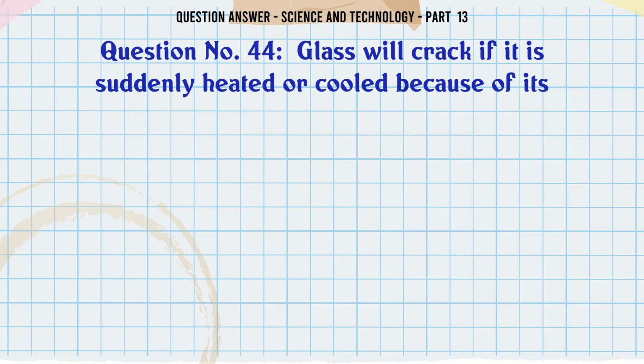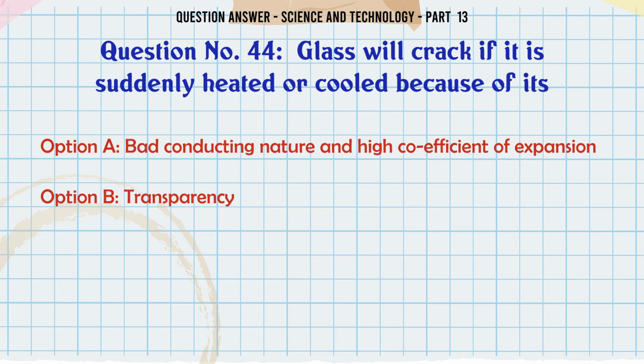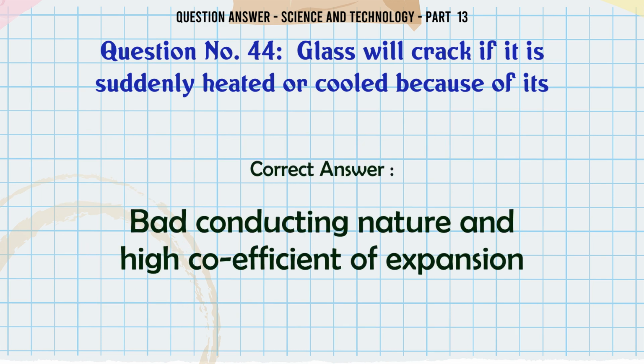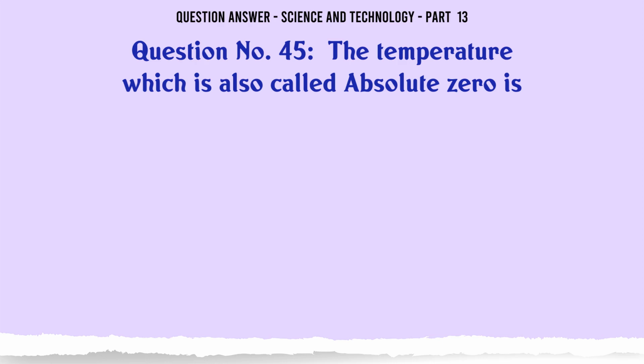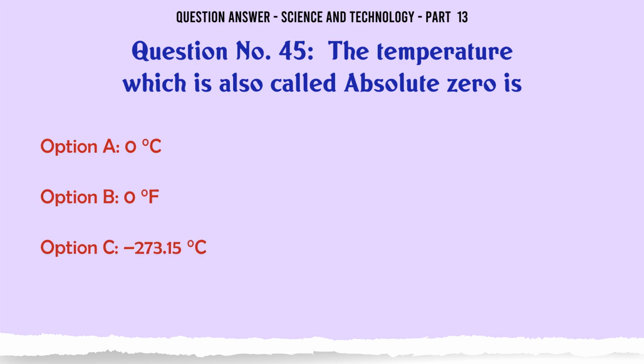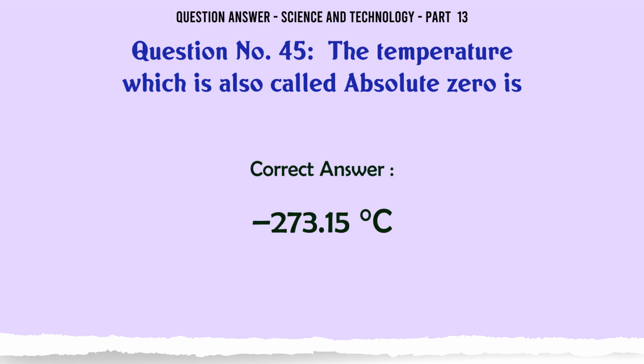Glass will crack if it is suddenly heated or cooled because of its A. Bad conducting nature and high coefficient of expansion. B. Transparency. C. Plasticity. D. Density. The correct answer is bad conducting nature and high coefficient of expansion. The temperature which is also called absolute zero is A. 0 degree C. B. 0 degree F. C. 273.15 degree C. D. 273.15 K. The correct answer is 273.15 degree C.